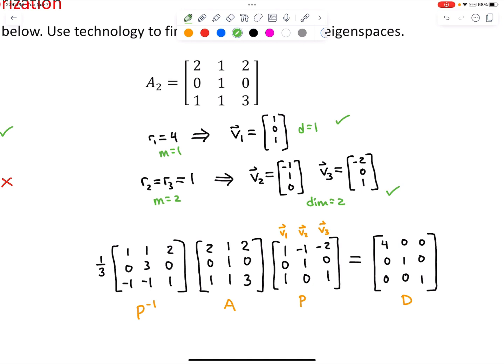Now this is just one option here. Like before, we saw that we could take these three eigenvectors and reorder them. That would have the effect of reordering the entries on the main diagonal of D accordingly, and of course would change what our inverse matrix is.